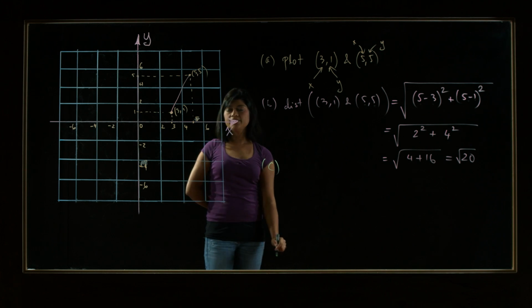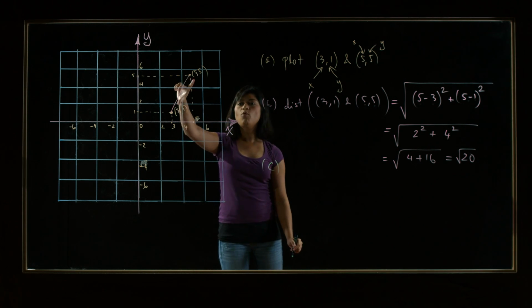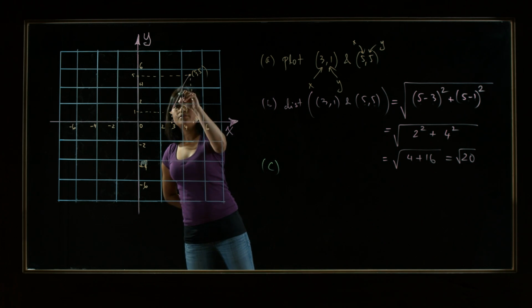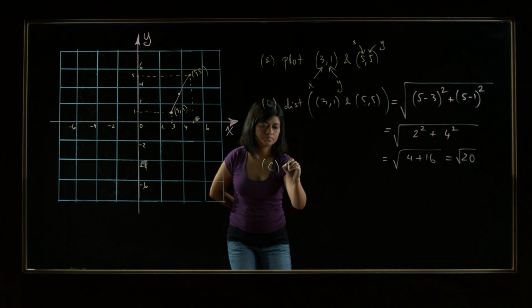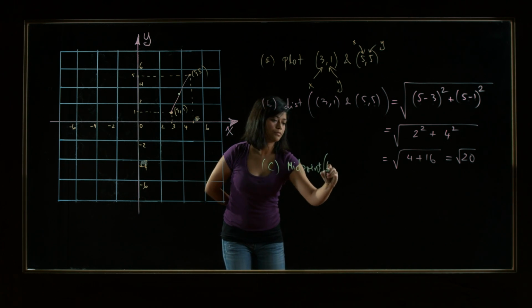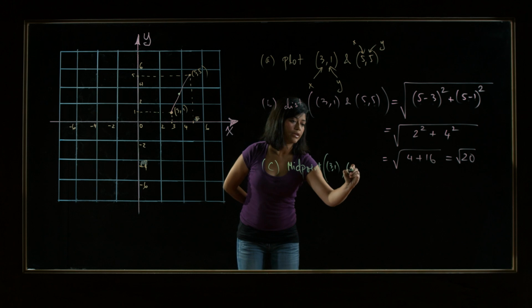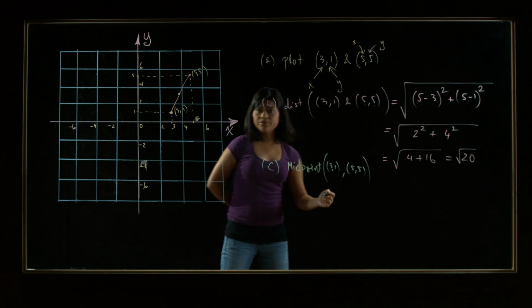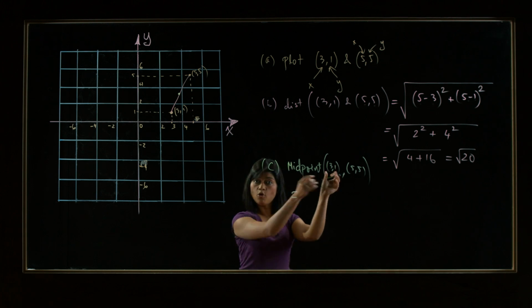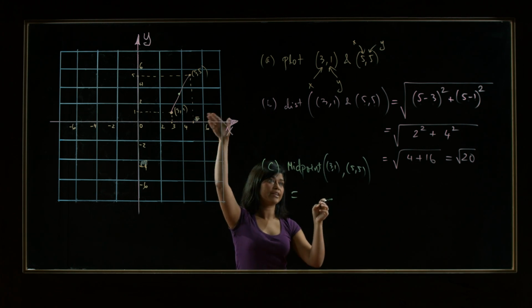Okay, part C, we have to figure out what is the midpoint of these 2 points. So the very midpoint here. The midpoint of (3, 1) and (5, 5). And we can use a midpoint formula again, so we have to find a point that is the midpoint of that line.